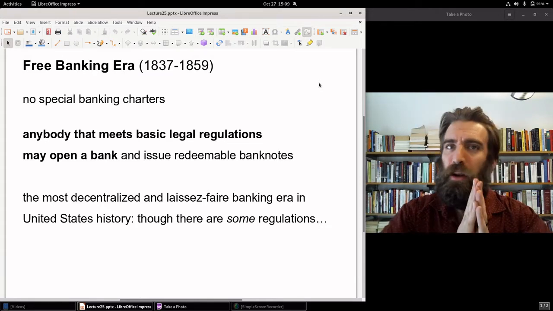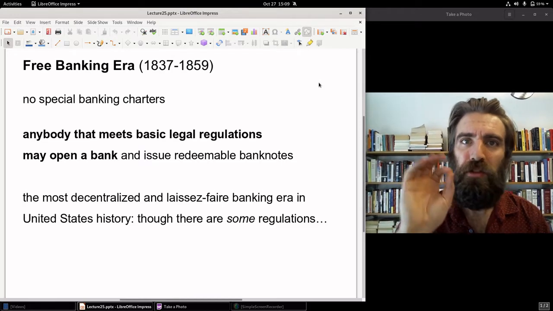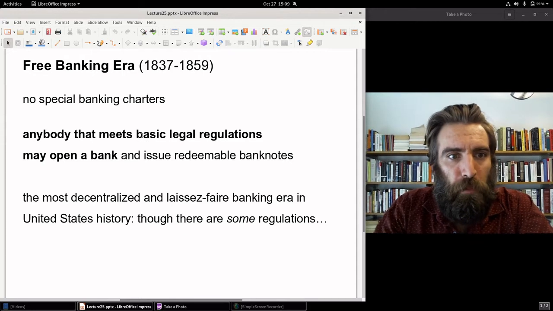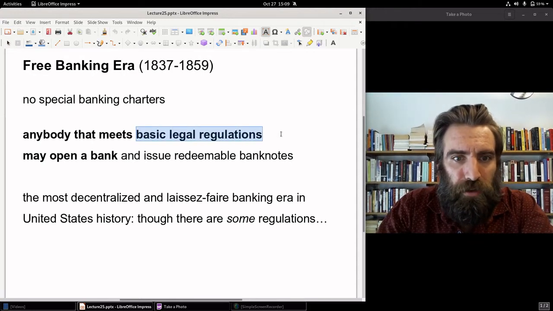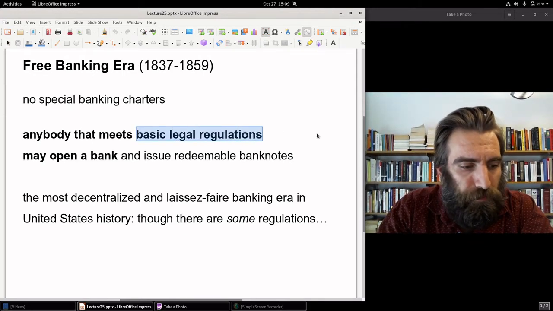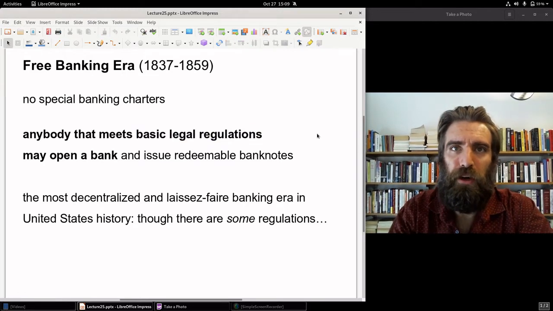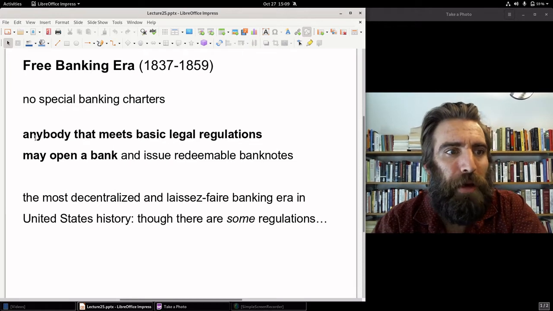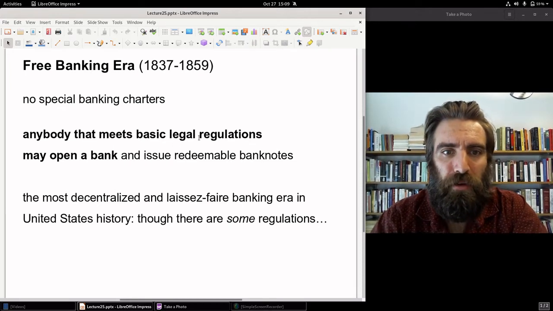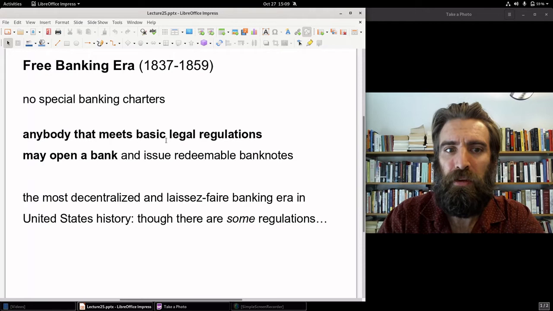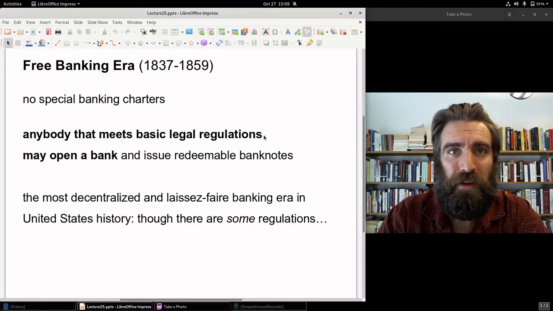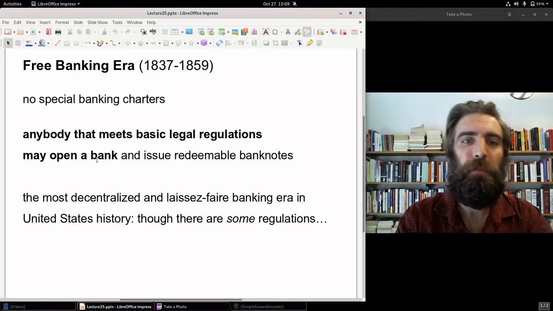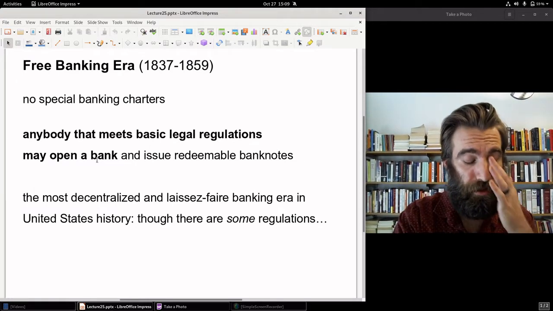Now, under free banking, there are no special charters. Instead, there's just a basic rule, basic legal regulations, usually in the form of a minimum capital requirement. I'll get into some of the basic legal regulations in a moment. But anybody who met those basic minimum requirements, those basic legal regulations, they had the right to open up a bank and to issue banknotes, redeemable on demand in specie, in coin.